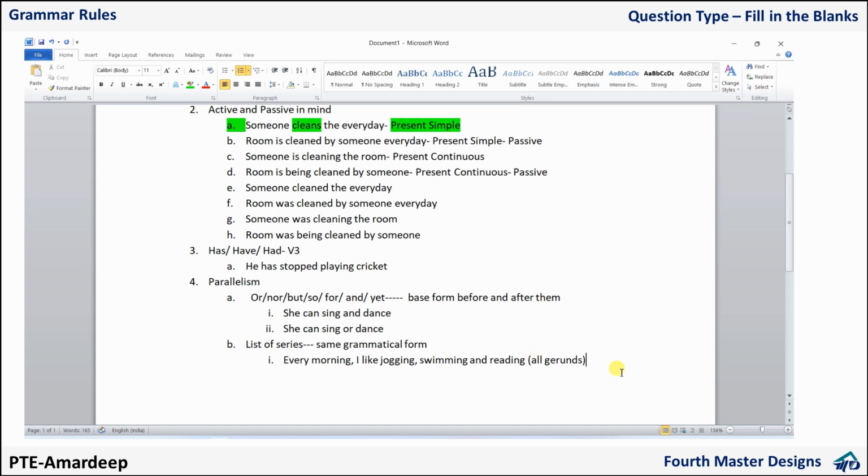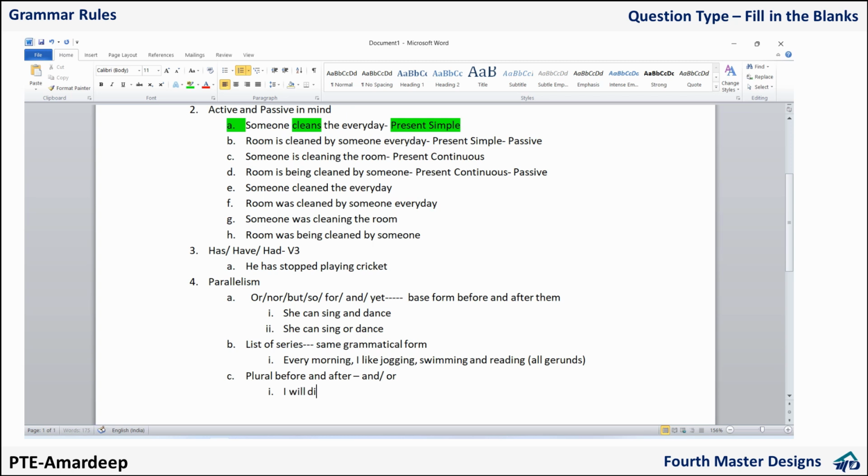Another rule is, now why am I referring only to and? Because we get and commonly in our fill in the blanks. Plural before and plural after and. Then there is than. That's all. These two are common.